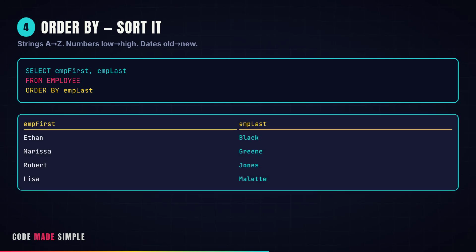Add ORDER BY. Strings go A to Z, numbers low to high, dates oldest to newest. ORDER BY EmpLast. Sorted, instantly.